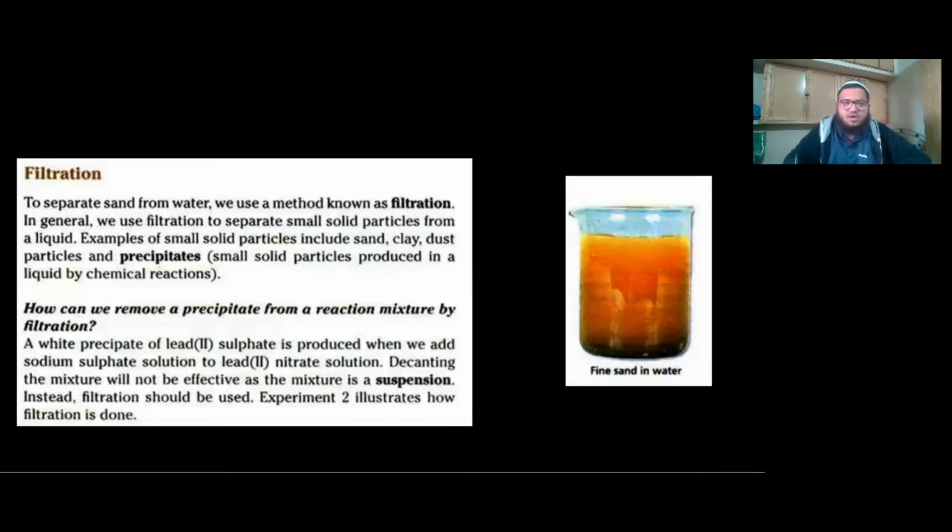Okay, but what sort of solid particles? We did have solid particles in decanting as well. But what sort of solid particles do we separate out by filtration? The type of solid particles that we separate out are called suspensions. Okay, it's called a suspension. Let's read through the entire thing and then we'll get to know what we are actually dealing with. In general, we use filtration to separate small solids from a liquid. Examples of small solid particles include sand, clay, dust particles, and precipitates.